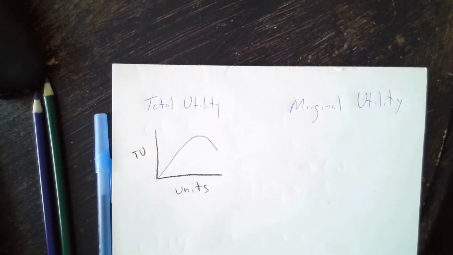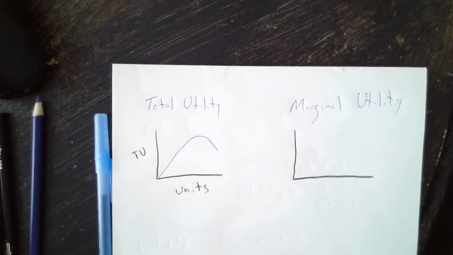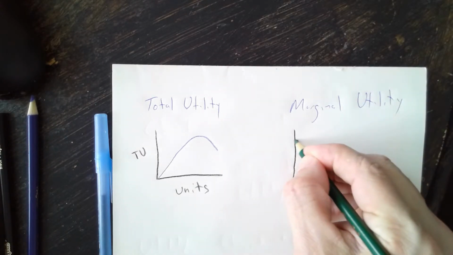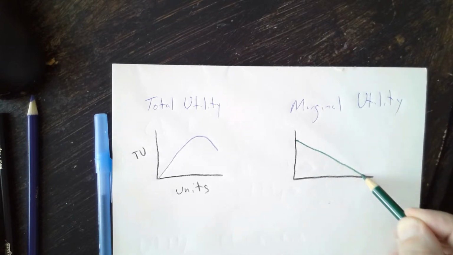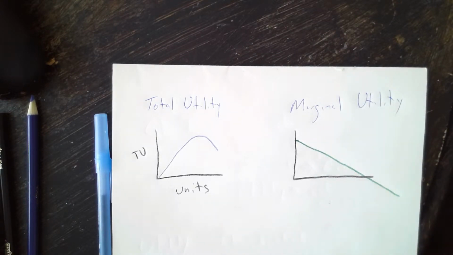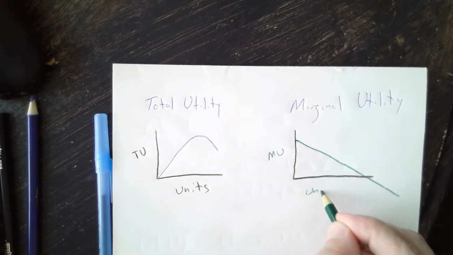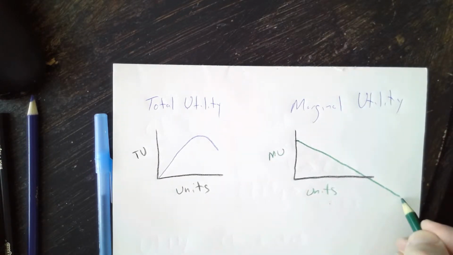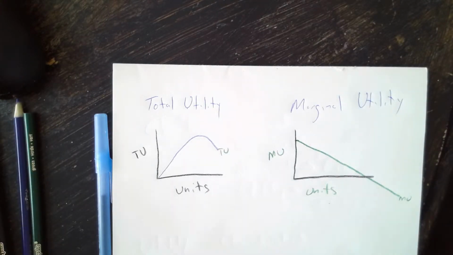Marginal utility, on the other hand, starts off really high, and then each time it keeps going lower and lower to the point where it is negative. So this is marginal utility, and this once again is units. This is showing you why a demand curve actually is downward sloping on top of it.